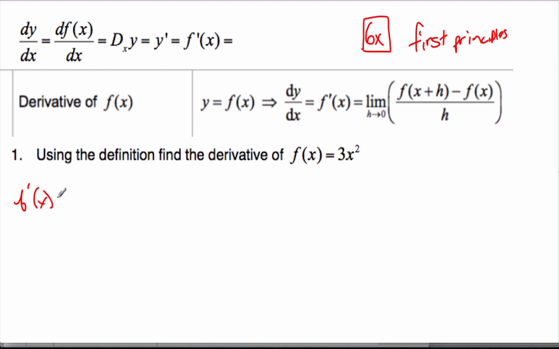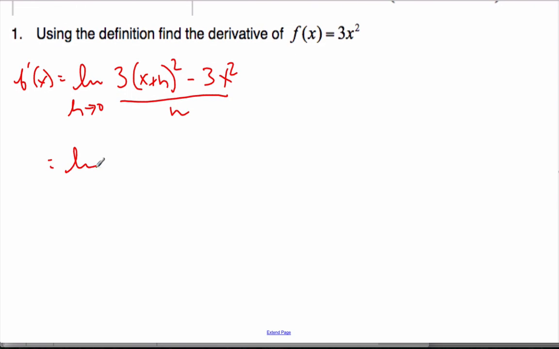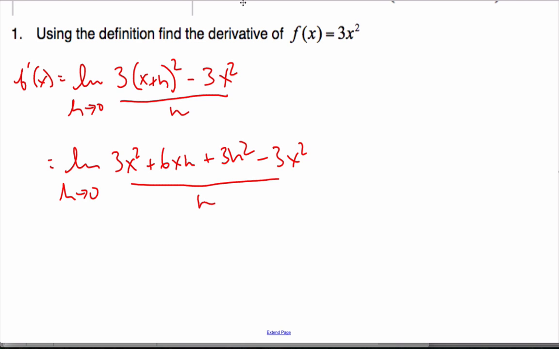The derivative of f of x is equal to the limit as h goes to 0 of 3(x plus h) squared, because that's what my x value is, minus 3x squared. All of that is over h. And then limit h goes to 0. Don't forget the limit is there. If I multiply this out, that's 3x squared, plus 6xh plus 3h squared minus 3x squared, all over h.